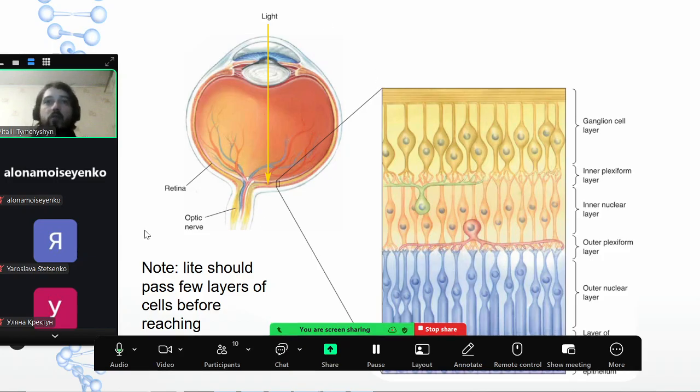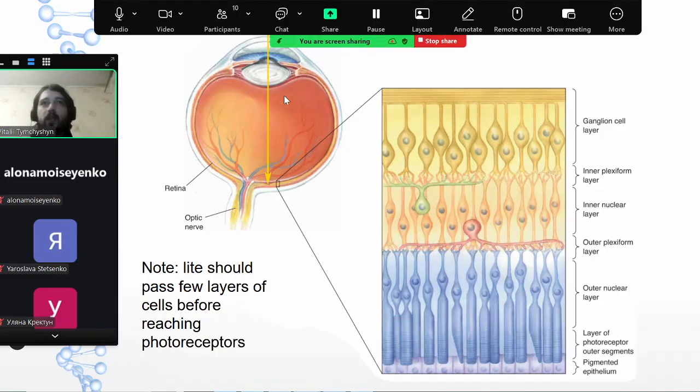Good. So now returning to the eye. Here you see the light that gets basically to the retina, and here you see different layers of cells in the retina. Note that light should pass a few layers of cells before reaching photoreceptors. So here are these different layers. You see the ganglion cell layer, the inner nuclear layer, and so on. And here are the photoreceptors. These are rods and cones.